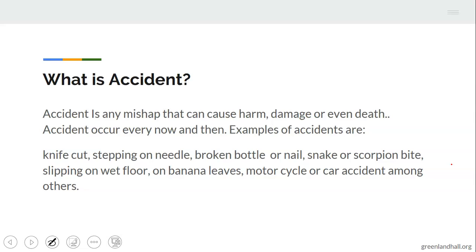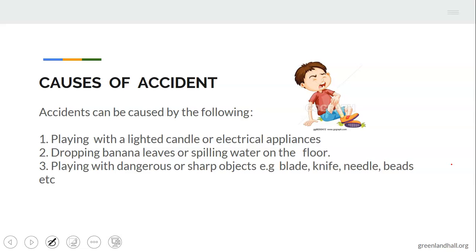There are various forms of accidents around us. We have to be very, very careful, especially now that we are at home. We have to be very careful of domestic accidents using the knife or any other thing in the house. So, accident is any mishap that can happen. Look at this boy. He has hurt himself. Look at him. So painful. He has hurt himself. Accident can be caused via playing with a lighted candle or electrical appliances. My dear, don't play with a lighted candle at this period or any electrical appliances whatsoever. Any sockets, be careful. Is it a naked wire? Is it plugged as much as possible? Be very careful while you unplug or you plug any electrical appliances whatsoever.